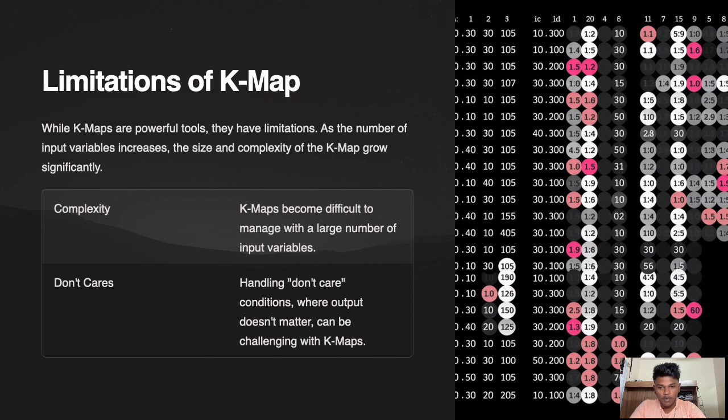Limitations of K-maps. While K-maps are powerful tools, they have limitations. As the number of input variables increases, the size and complexity of the K-map grow. Complexity: K-maps become difficult to manage with a large number of input variables. Don't cares: handling don't care conditions, where the output doesn't matter, can be challenging with K-maps.